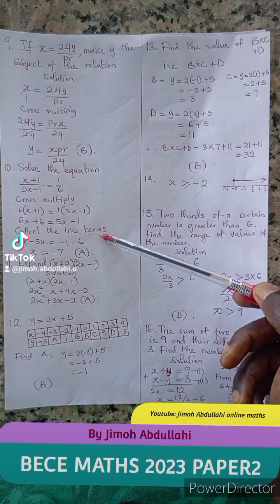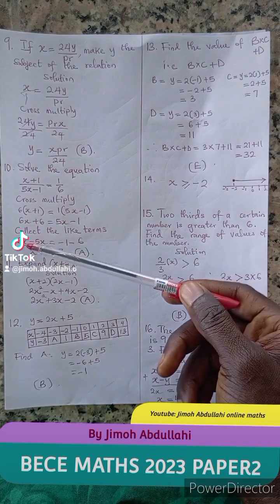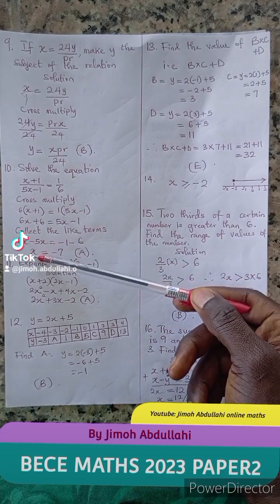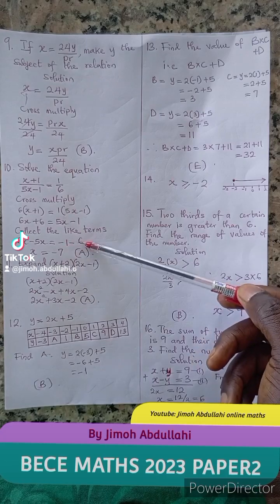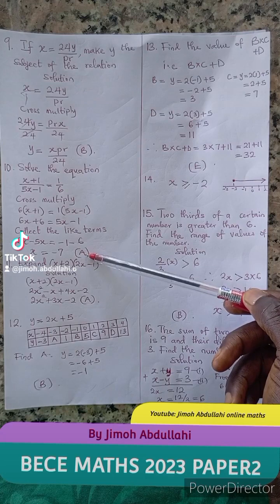Then collect the like terms. That is bringing 5 here and sending 6 to the other side. So that will be 6x minus 5s. We have x minus 1 minus 6 will give us minus 7. So that means the option for the answer is A.